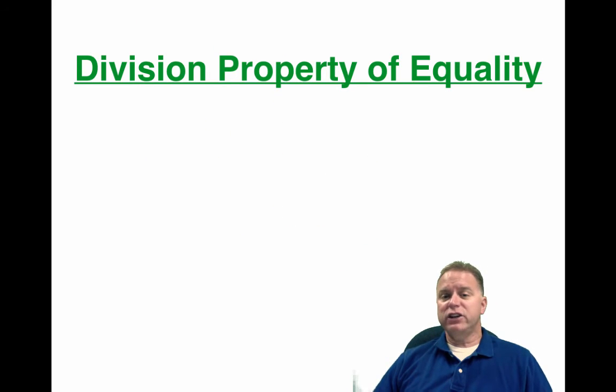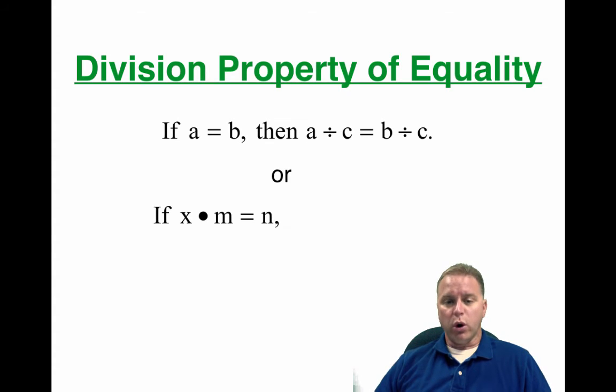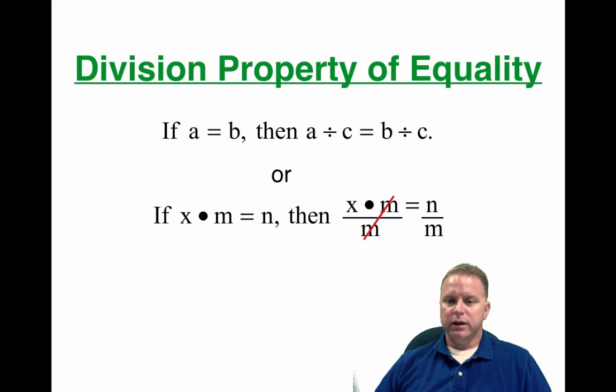Now we have the division property of equality. So if A equals B, then A divided by C is equal to B divided by C. Or if X times M equals N, we can divide both sides by M. Those cancel out, give us a big fat 1. And we get X is equal to N divided by M.